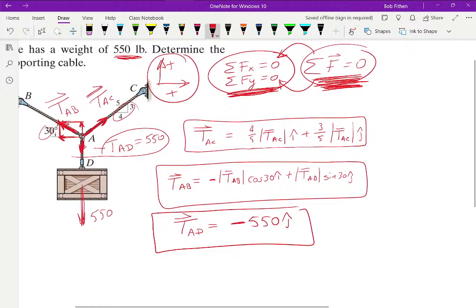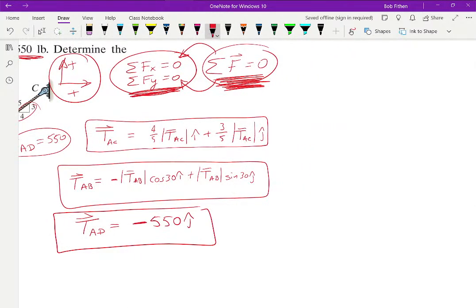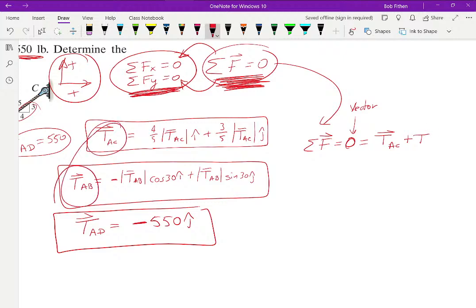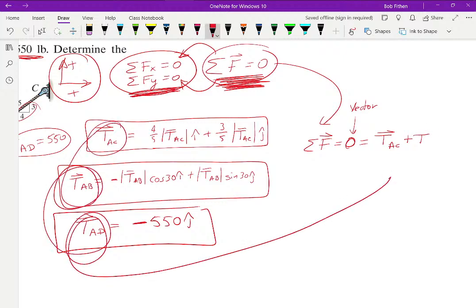Now, if I look at this equation, it is pretty simple. The sum of the forces, all of them together, should be a vector of all zeros, but I'm just going to keep it as a 0. Essentially what I've got is TAC, the vector, plus. So I got this one, I got that one, and I got that one. And that's it.